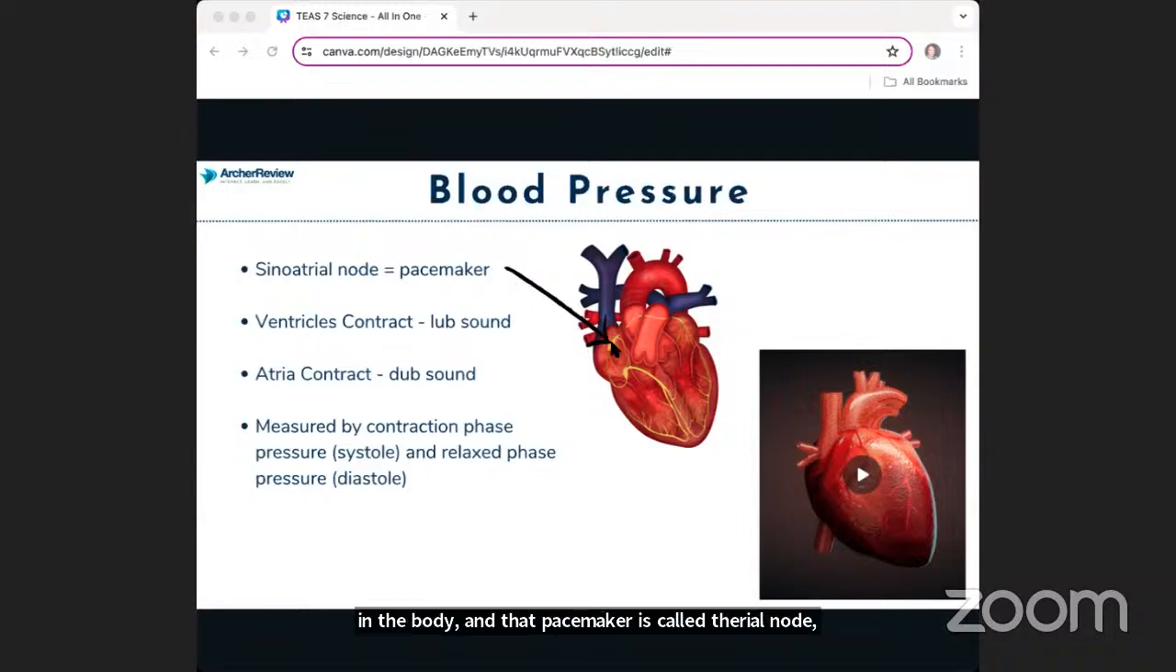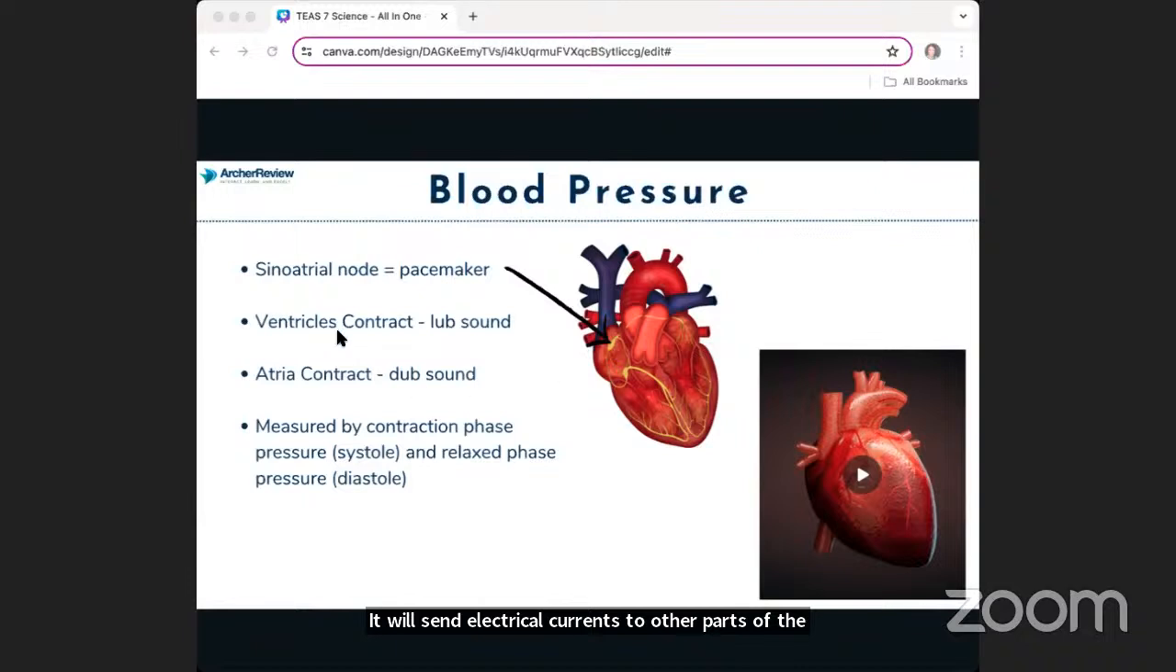And I've got this dark black arrow referencing that yellow node there in the upper right side of the patient's heart. The sinoatrial node, we can also call it the SA node for short. That is the natural pacemaker. It will send electrical currents to other parts of the heart, leading to contractions.